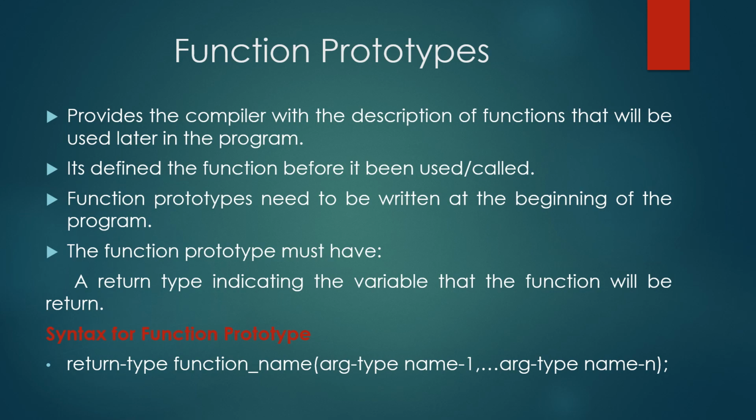It defines the function before it is used or called. Function prototypes need to be written at the beginning of the program. Once you are writing the program itself, you have to write the function prototype, saying such and such functions are going to be used inside the program. The function prototype must have a return type indicating the variable that the function will return. See the syntax here: return type, function name, and the argument type. So inside you can give a number of arguments.